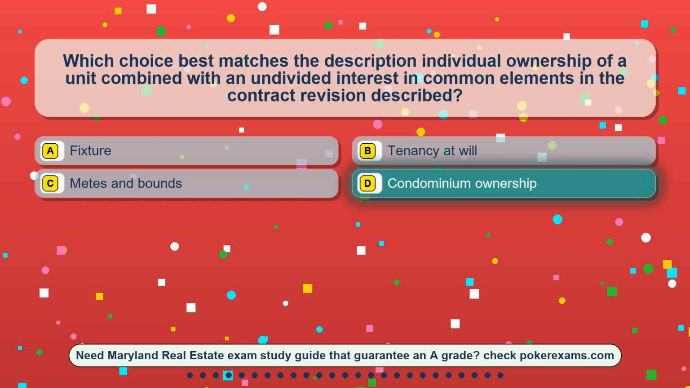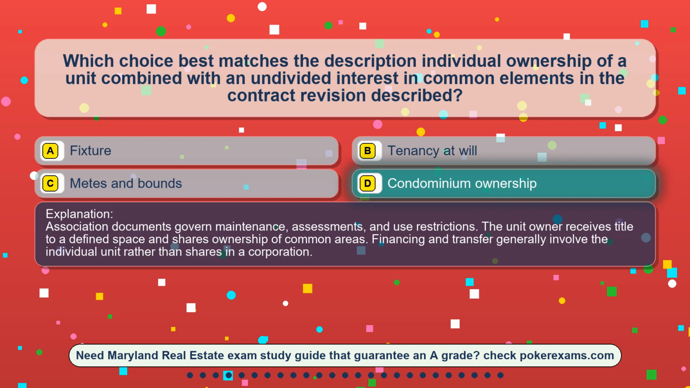The correct answer is option D, condominium ownership. Association documents govern maintenance, assessments, and use restrictions. The unit owner receives title to a defined space and shares ownership of common areas. Financing and transfer generally involve the individual unit rather than shares in a corporation.